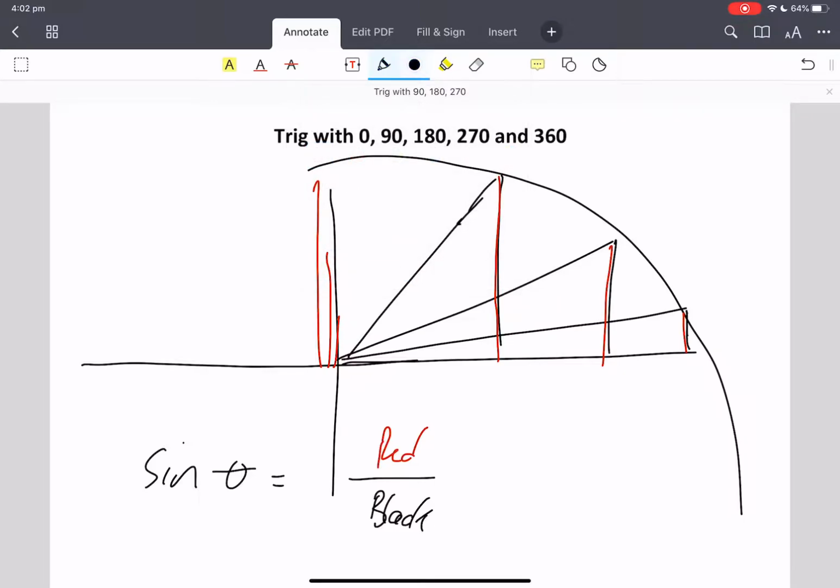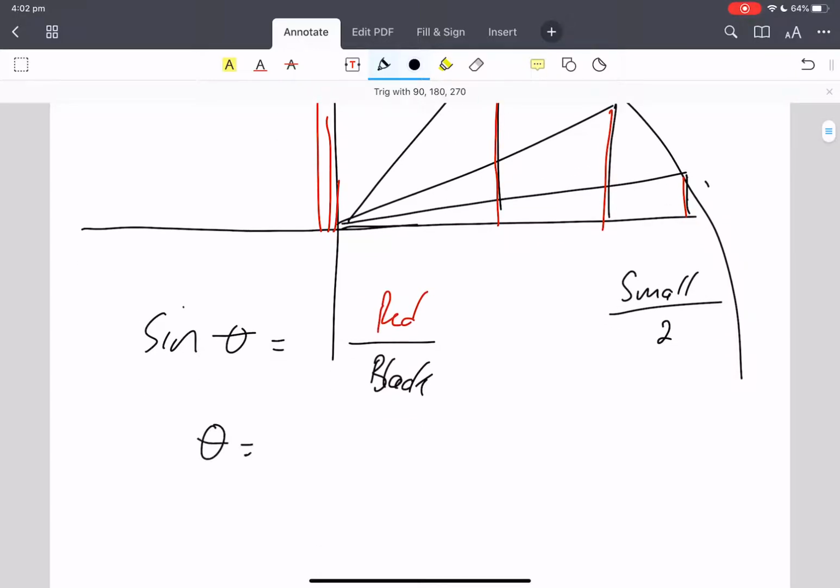Clearly, if this red length is small, and let's just set our terminal ray to always equal 2, so it's the nice 2, 1, root 3 triangle. So it's always going to be 2, just to make it easy. If I get a small value for red and I divide it by 2, I'm going to get an even smaller answer. So when theta is small, sine theta has to be small.